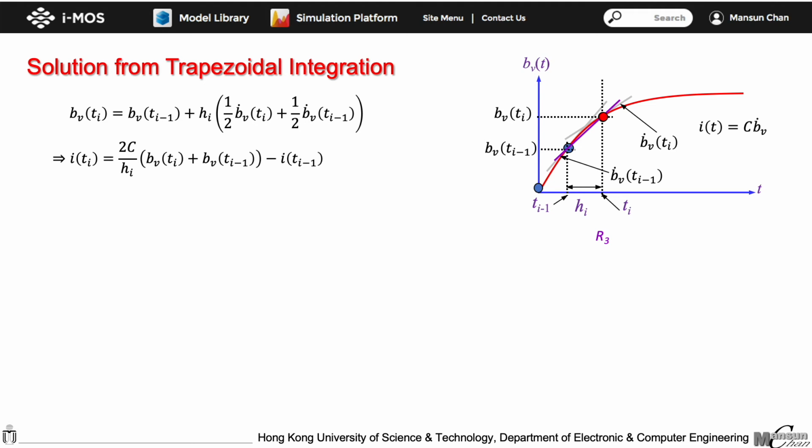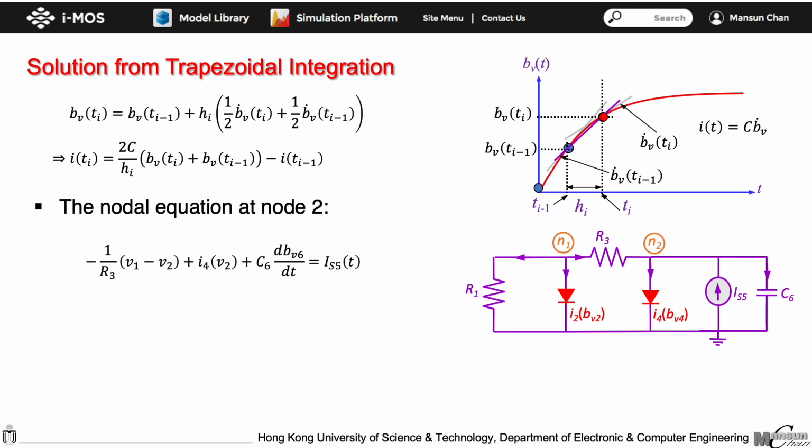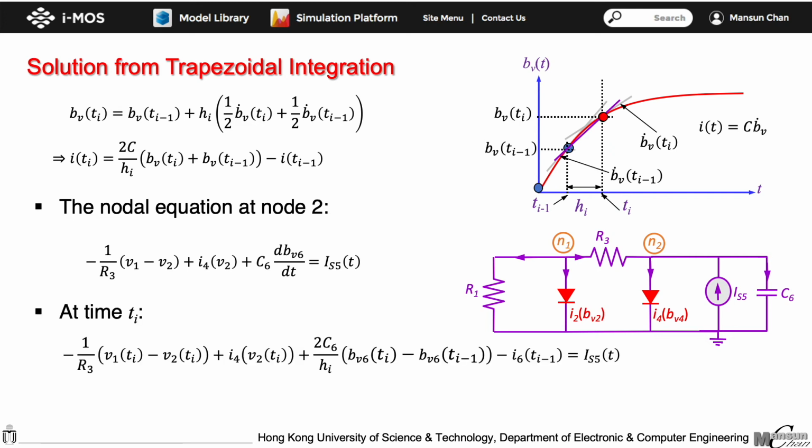Applying the branch equation to the nodal equation at node 2, we obtain the following equation at time Ti. And we can apply KVL to convert the branch voltage to the node voltages. We get this equation here. After rearranging the terms, we can get the following equation.